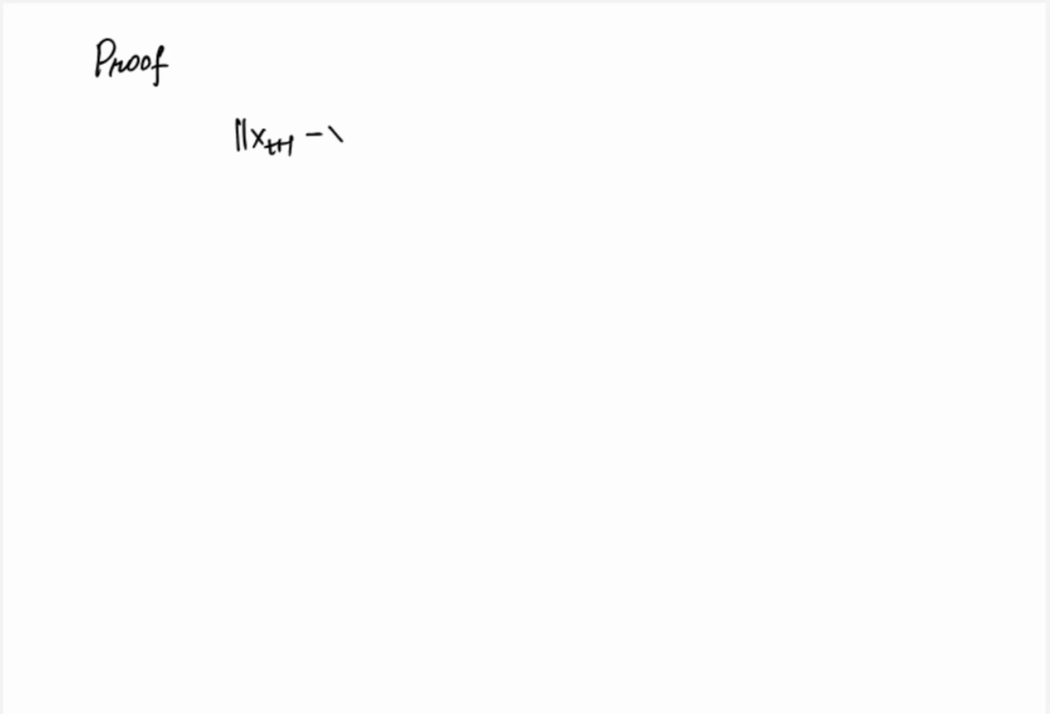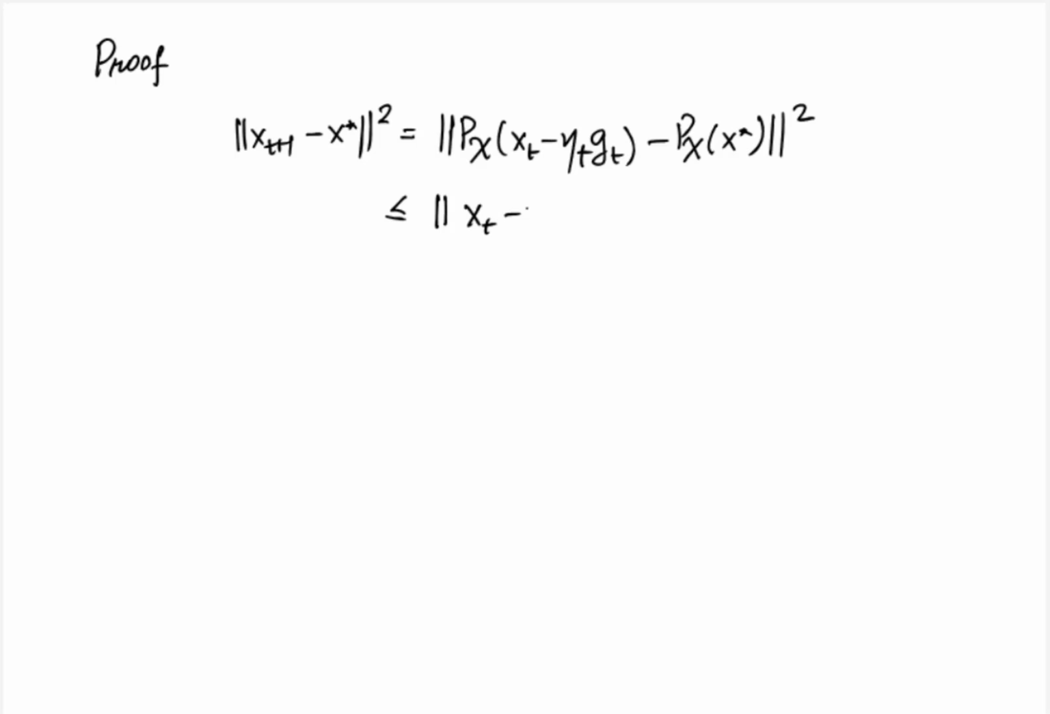The norm square of x t plus 1 minus x star equals norm square of P X of x t minus eta t g t minus P X of x star, where we have used the fact that x star is already inside calligraphic X, so P X of x star is equal to x star. Now we need to use the non-expansiveness property of the projection operator. We have already seen this property before, and from this we obtain that the right hand side is less than or equal to norm square of x t minus x star minus eta t g t. So we are able to drop the projections using the non-expansiveness property.